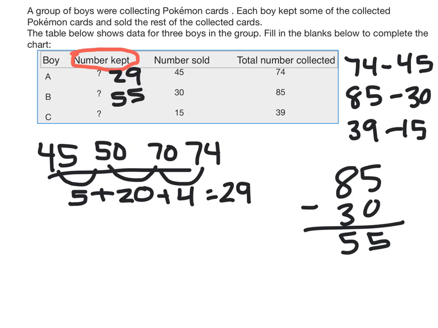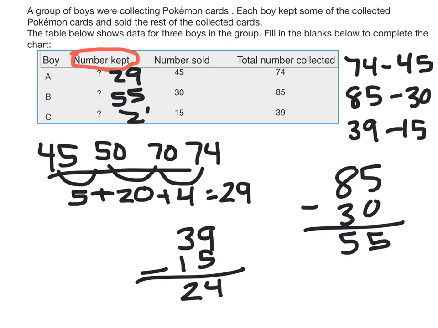Let's go ahead and do one more in an algorithm. I have 39 minus 15. So I'm going to write 39 minus 15. And 9 minus 5 is the same as saying 4. And 3 minus 1 is the same as saying 2. So I'm going to get 24. All right, it's just as easy as that.